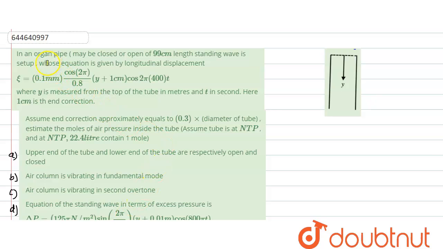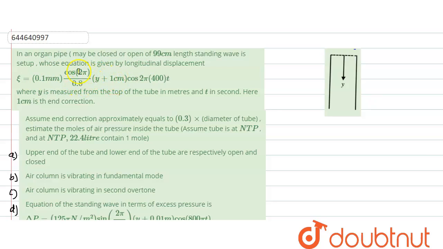Hello everyone, let us start with our question. In this question, what is given? In an organ pipe whose end may be closed or open, 99 centimeter is the length of the standing wave which is set up, whose equation is given as zeta equals 0.1 mm cos 2 pi over 0.8 into y plus 1.